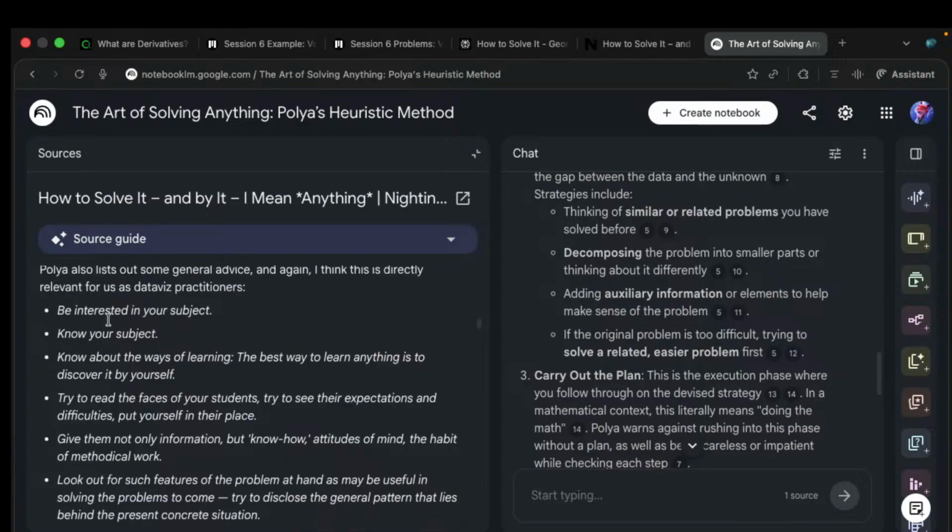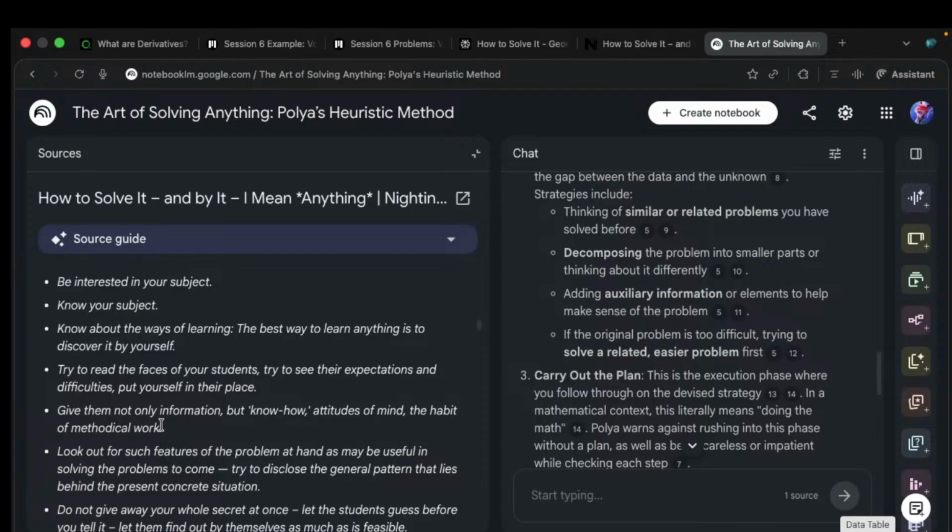So yeah, this is the core thing. Be interested in your subject, know your subject, know about ways of learning. The best way to learn anything is to discover it by yourself. Yeah, it's really true. Try to read the faces of your students, try to see their expectations and difficulties, and put yourself in their place. Give them not only information but know-how, attitudes of mind, the habit of methodical work. Yeah, it makes sense.